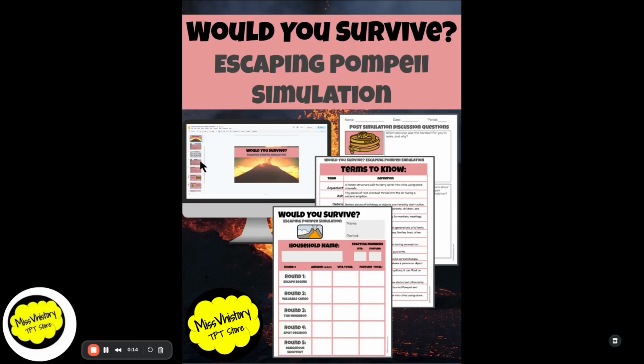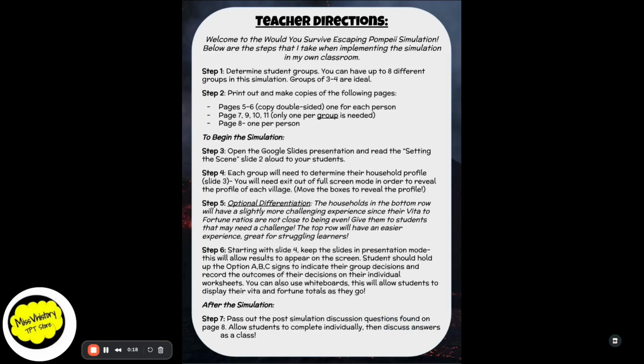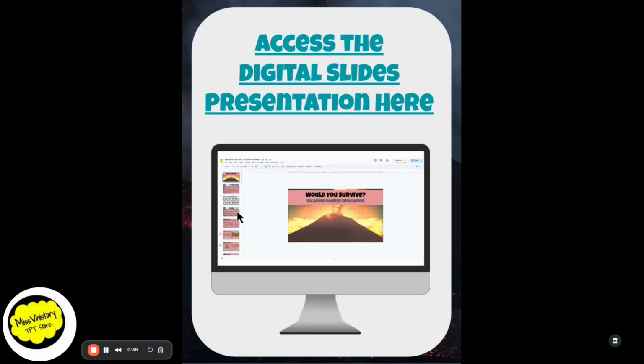I wanted to show you what the teacher resource actually looks like. So this is the PDF that you would receive, and it starts by giving you the teacher directions of what to print out and also some optional differentiation. You'll see that in step 5, giving some hints about which households are going to be slightly more challenging than others based on their starting Vita and Fortune points.